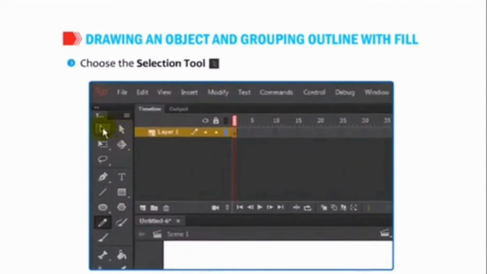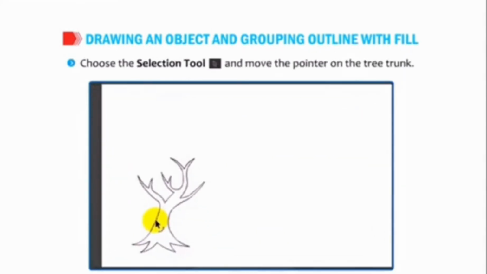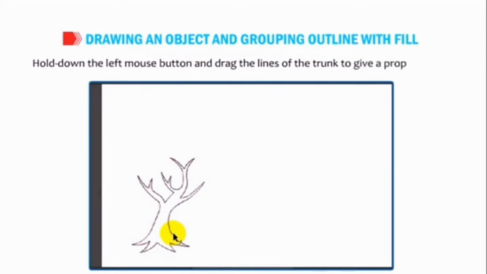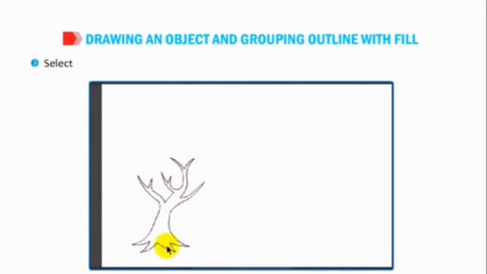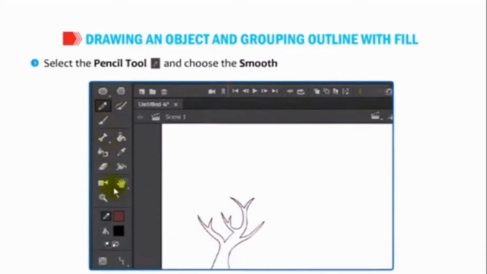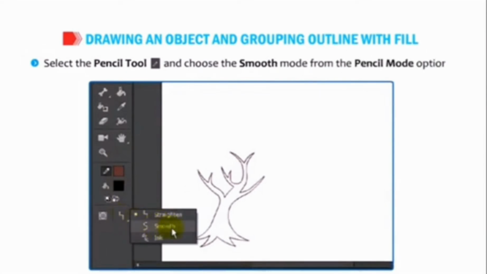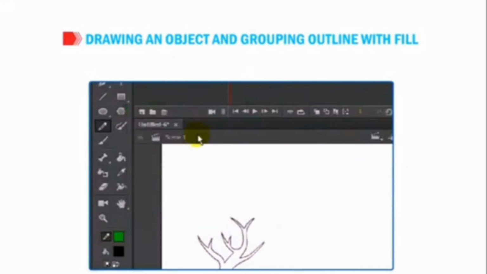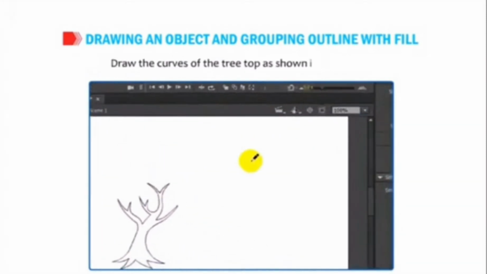Choose the selection tool and move the pointer on the tree trunk. A curve is displayed below the arrow. Hold down the left mouse button and drag the lines of the trunk to give a proper shape. Select the pencil tool and choose the smooth mode from the pencil mode option. Select green as the stroke color. Draw the curves of the tree top as shown in the figure.